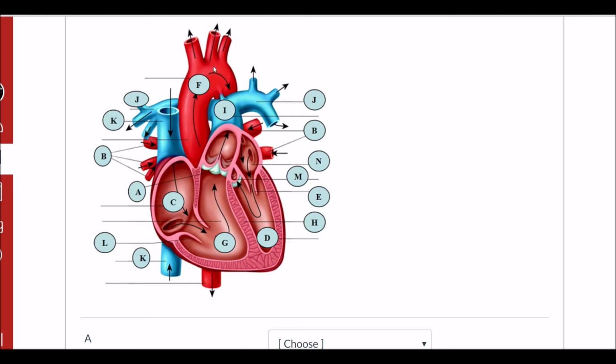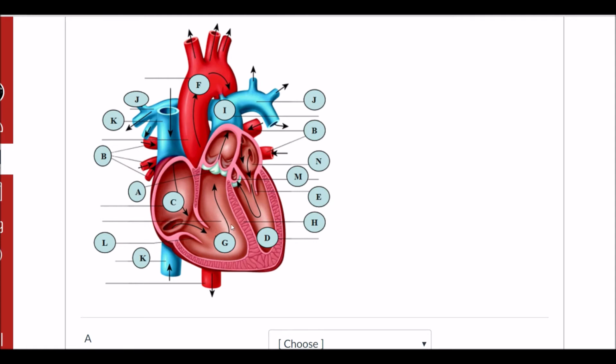F? The biggest artery you have? Aorta, right? Big old thing right here. That's the aorta, 1.5 inches wide. That's your aorta. F is your aorta.